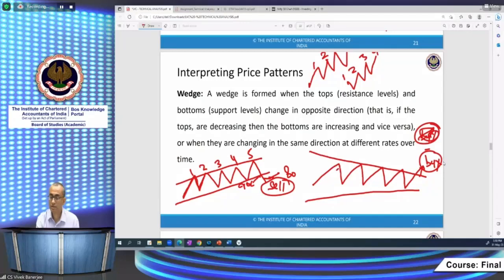Prices are coming down. Okay, from here, coming down to here, coming down, coming down. But this level was 1, this is 2, this is 3, this is 4, this is coming down. But this 5 actually exceeded this 4. So it clearly shows a buy signal or a bullish signal.